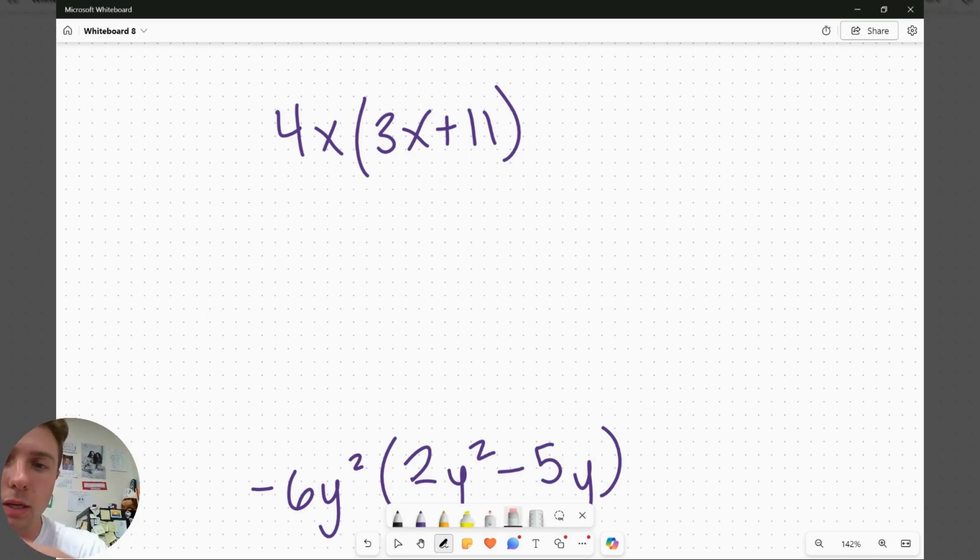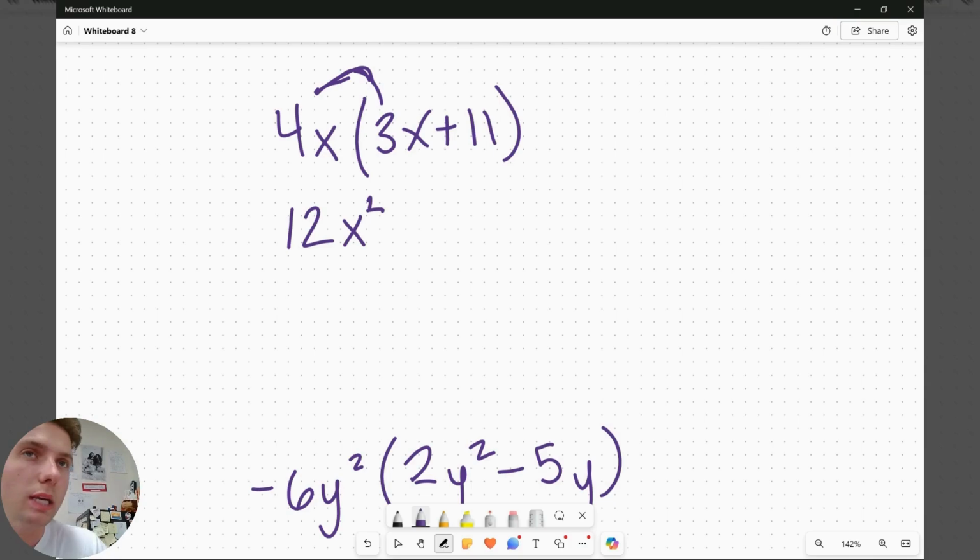So let's just say maybe you had 4x in front of your parentheses, 3x plus 11. And well, what we would do with that is we could take the 4x and distribute it and multiply it with the 3x. Okay, but we didn't want to just distribute 4, we want to distribute 4x. So let's go through that. Well, 4 times 3 is 12. And x times x, well, that's something times itself. If you multiply something by itself, what you're getting is that thing squared. So x times x is x squared.